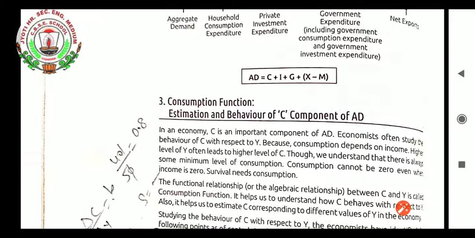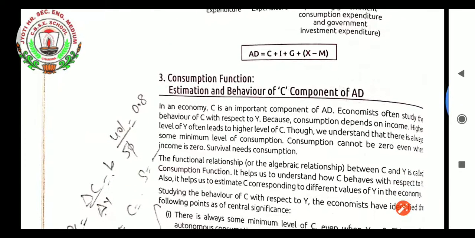As we were learning the topic aggregate demand, and we have learned various components of aggregate demand, today we will be continuing our chapter aggregate demand with the next topic, that is consumption function. Estimation and behavior of C component of aggregate demand, that is the consumption component. In an economy, C is an important component of aggregate demand. Economists often study the behavior of C with respect to Y.